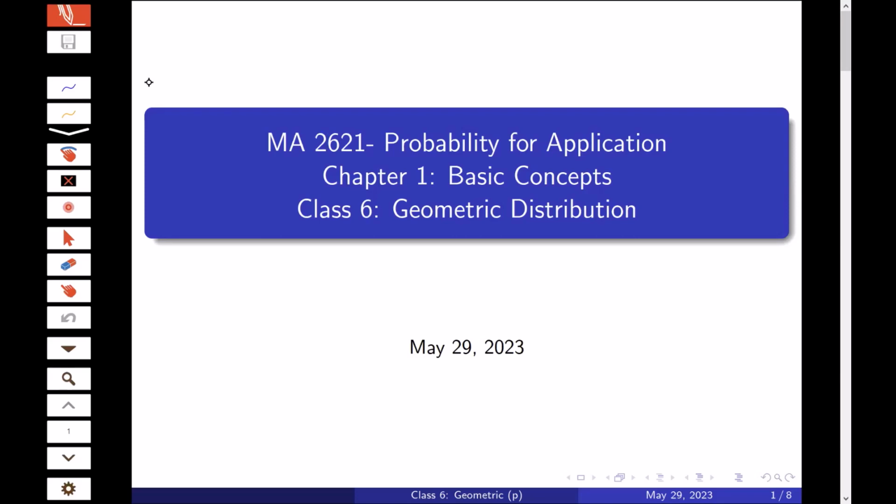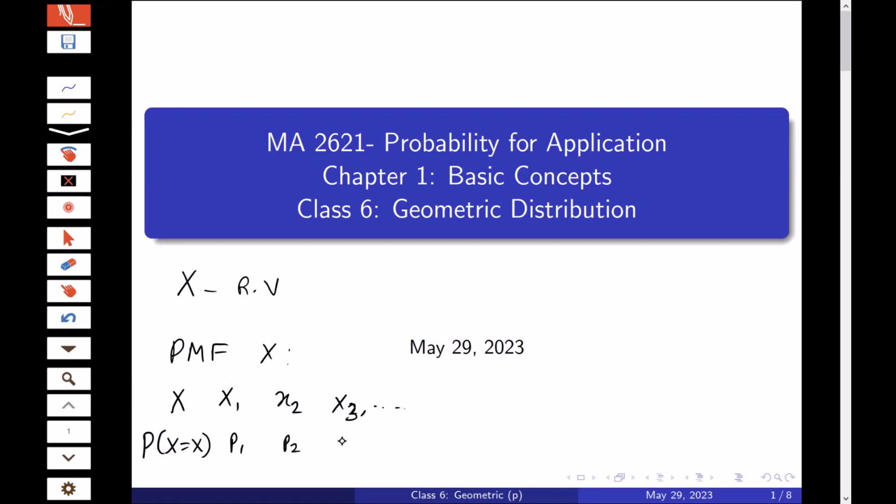So before starting geometric distribution, I would like to recall what we did last time. Last time we discussed random variable and probability mass function. So if x is a random variable, then we learned two methods to express probability mass function of x. One method is listing the outcome of the random variable and corresponding probability in a table like this.